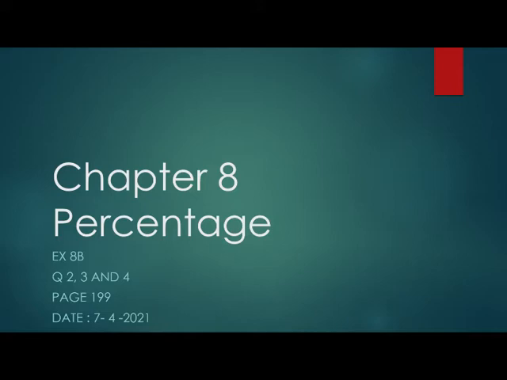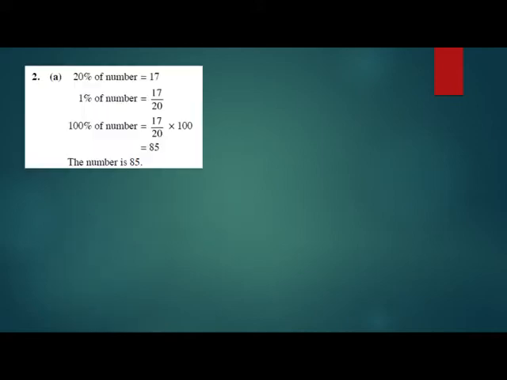So we were doing chapter number 8 on percentage, and we have already done question number 1 of exercise 8b. Today we will cover questions number 2, 3 and 4, which are on book page number 199. Open your book and read question number 2: 20% of a number is 17. Find the number.